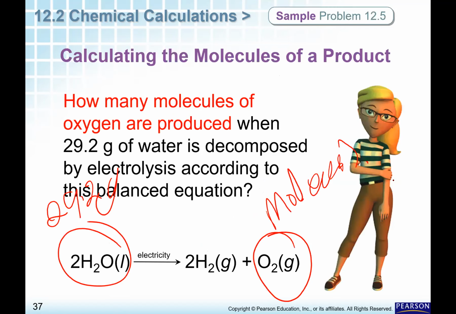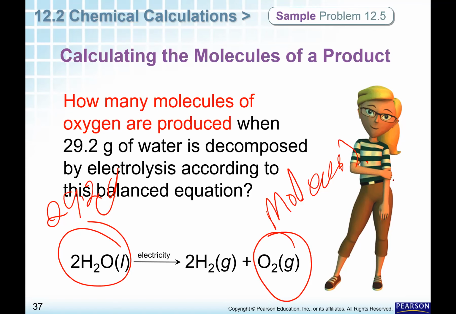So what we need to do is convert the grams into moles of water, then moles of water into moles of oxygen, and then after that the moles of oxygen back into molecules using the Avogadro relationship. Okay, Abdullah Al-Mutairi, are you with us?